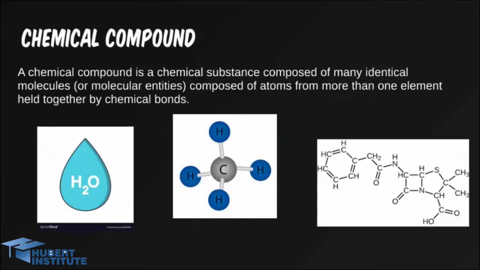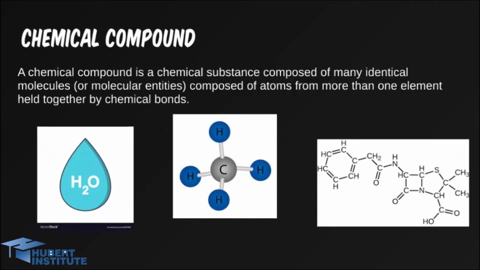So here we have three examples. The first one, which is very common and very familiar to everyone, is H2O, which is water, and it's composed of hydrogen element and oxygen element. They are making up the H2O compound with the chemical bonds.